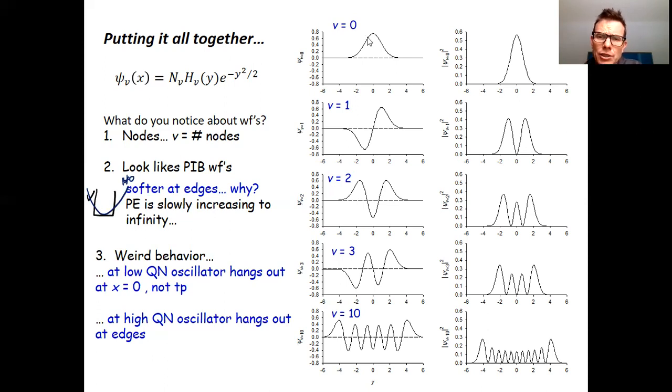But in fact, as you start to increase the energy of the system, as you start to increase the quantum number, you get something like this, v equals 10. If you look at v equals 10, you'll notice that psi squared is much bigger at the edges than it is at v equals 0. So at high quantum number, it hangs out at the edges and less in the middle. It looks like a classical system.